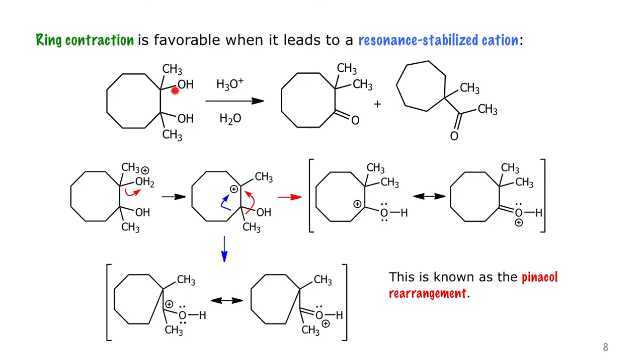This sort of reaction of these 1,2 diols, where we have these hydroxyls on adjacent carbons, is so common it has a name. It's known as the pinacol rearrangement. The name comes from the parent compound that was studied that gave rise to these rearrangements.